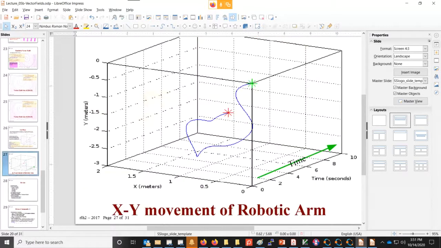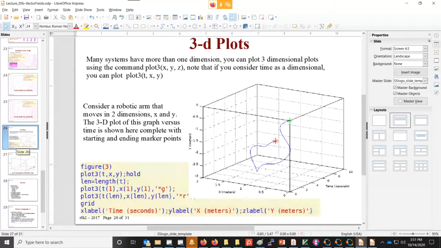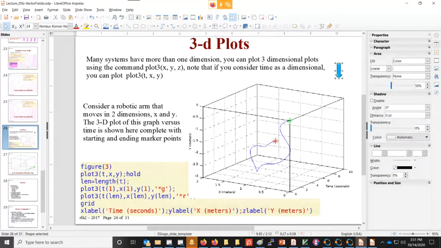Okay. We can also do three-dimensional plots. So in this case, we're kind of simulating a two-dimensional robotic arm. So it's moving in the X direction and the Y direction, and it's moving over time. So the green, again, I put the green start point here. So this is where we started. And then you can kind of see that the arm traversed and moved here and there, and it ended up over at the red dot.